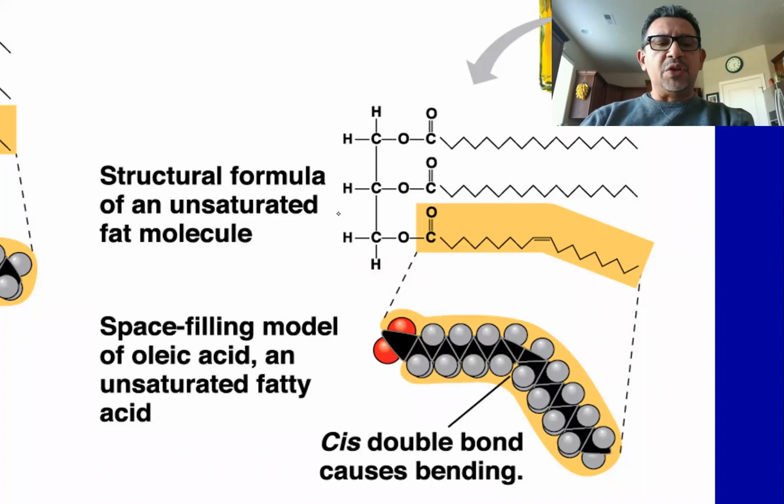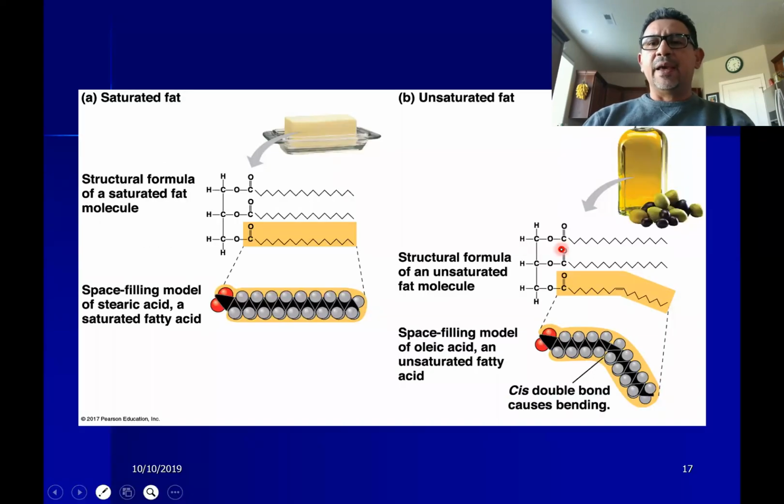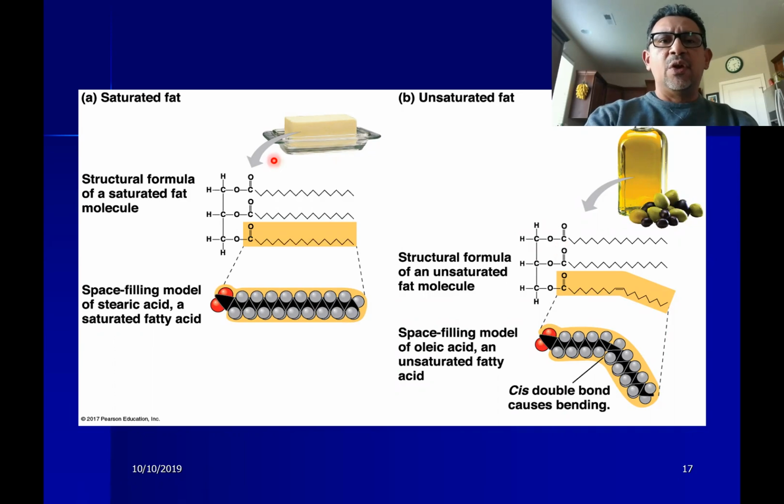And what you see in most unsaturated oils is that at least one of those 3 fatty acid tails will be of this nature, of the unsaturated type. So there you see a side-by-side comparison of what a saturated fat looks like and the difference with regards to the unsaturated fat. From a nutritional point of view, both of these can be important forms of nutrients for our body.